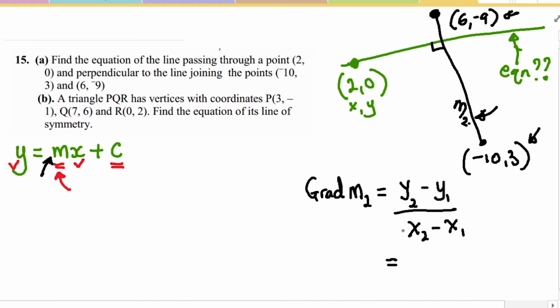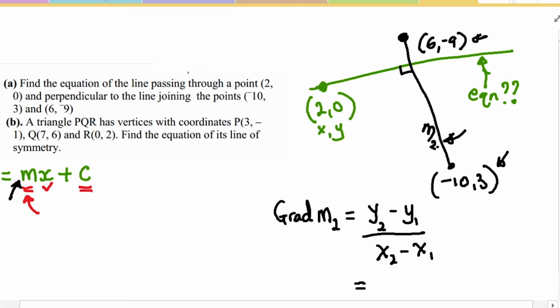Now what is y2? Let's label some of these things. This is x1, y1, and this is x2, y2. It doesn't matter which one is x1, y1, or maybe you can choose to make this one x1, y1, and that is x2, y2. It doesn't matter the order, as long as you maintain the ones and the twos together.